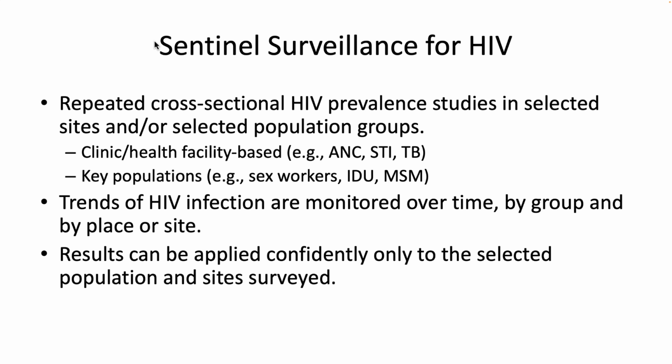Sentinel surveillance is also routinely conducted in key populations where surveys can be used to estimate HIV prevalence, for example, in sex workers or people who inject drugs or men who have sex with men.